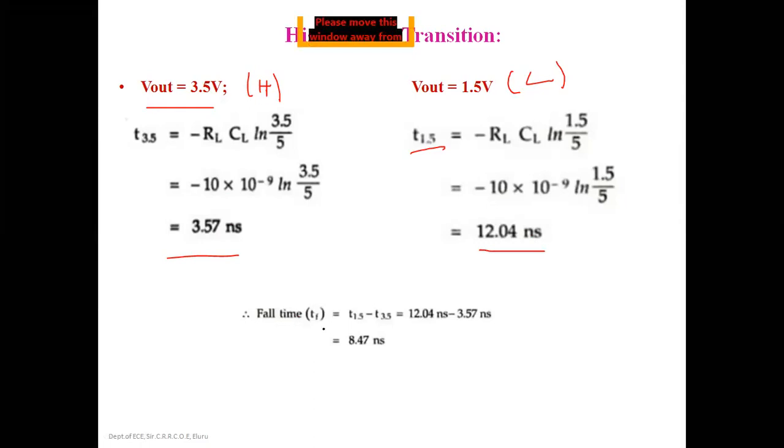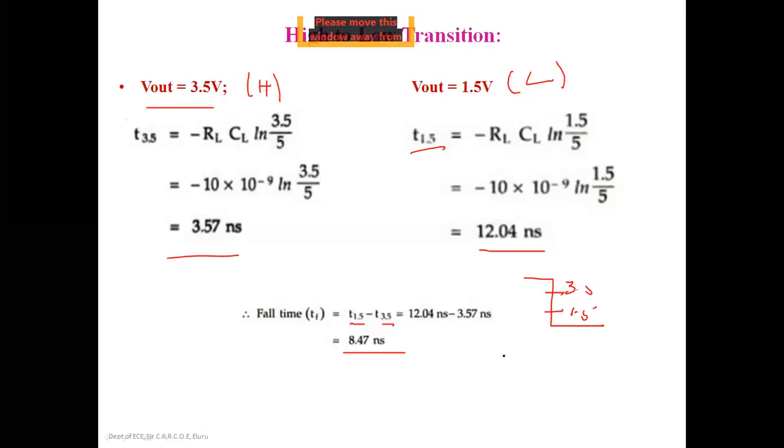Now what is the fall time? The actual fall time is the difference between the fall time at 3.5 volts and the fall time at 1.5 volts. So this is the 3.5 and this is the 1.5. The difference between these two gives us the fall time. So for the given values, the fall time is 8.47 nanoseconds. So that is the high to low transition time.